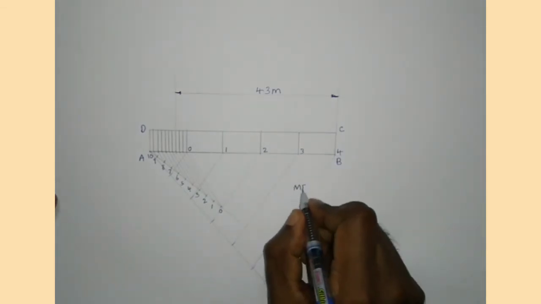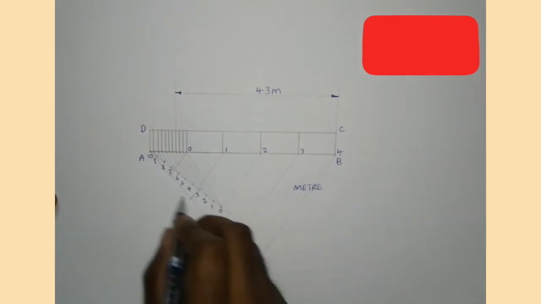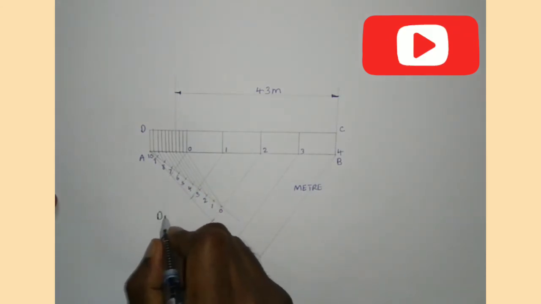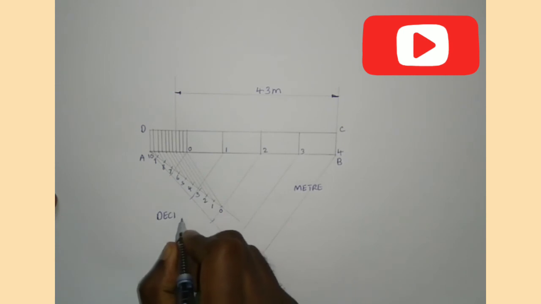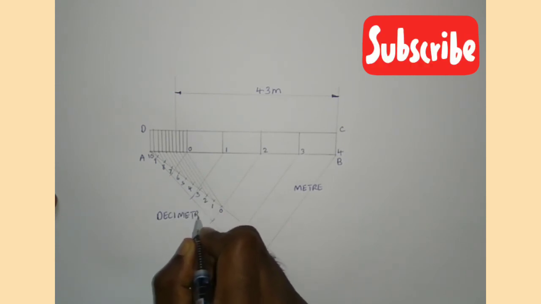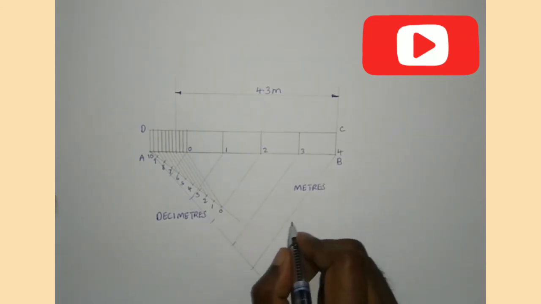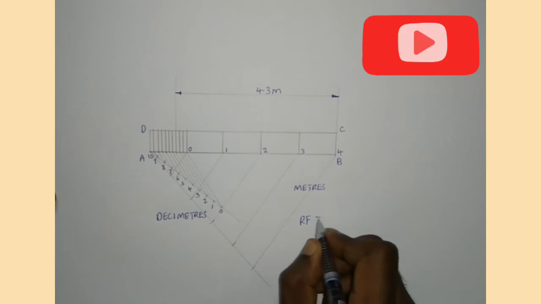Okay, on the right side we can write meter. Okay, unit is meter, but on the left side it is decimeter. Okay, that is 1/10th of a meter, therefore it is decimeter. And the RF is given, it is 1/40.